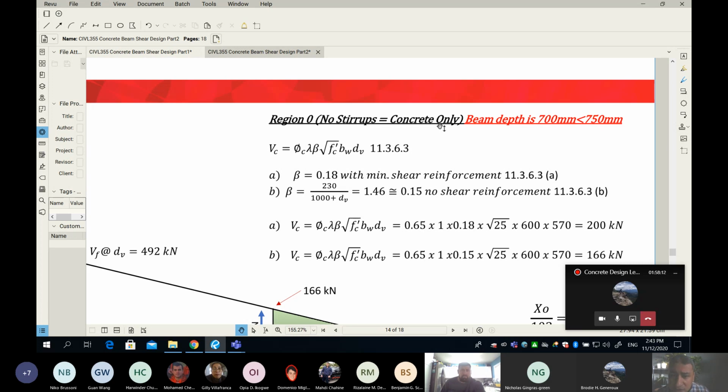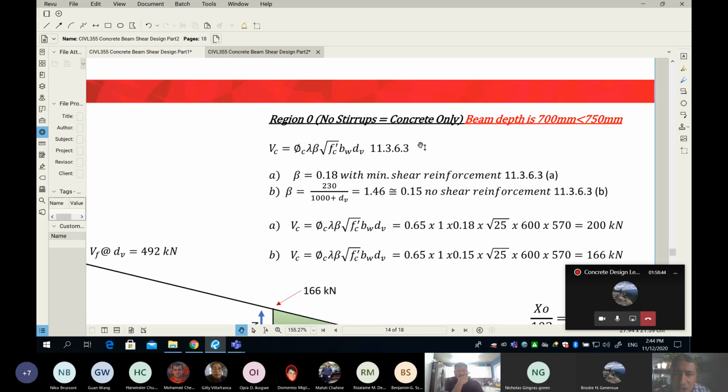And why can I do that? Why can I make zone number 0 without any stirrups? Because the beam depth is 700, which is less than 750. And the code allows you to go without stirrups if the depth is 750 or less. But if your beam is anywhere above 750, this is not allowed because the code says no. If your beam is more than 750, you must add stirrups. Is that clear?